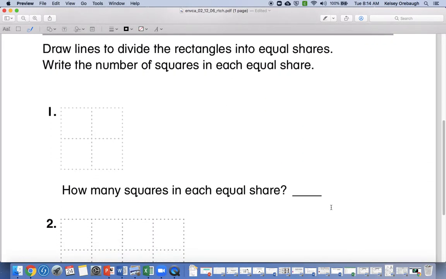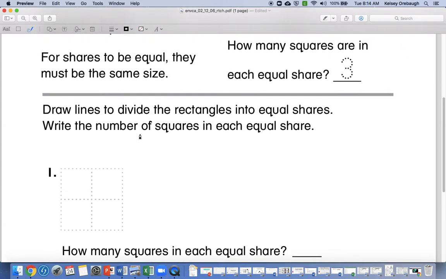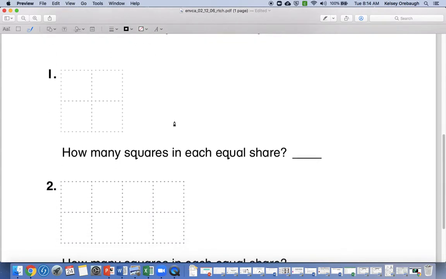All right. We're going to draw lines to divide the rectangles into equal shares, and then we'll write the number of squares in each equal share. So I will show you a couple different ways to divide these rectangles into equal shares. Remember, they must what? Be the same size to be called equal. So let's look at this first one. Let's go back to yesterday's lesson. When we were dividing rectangles into equal shares, we either did it by rows or by columns, okay?